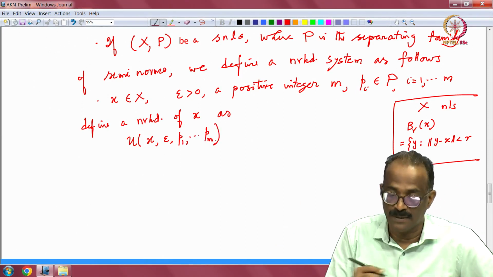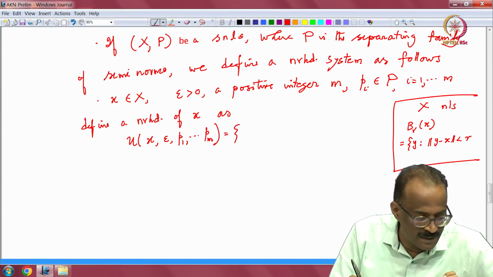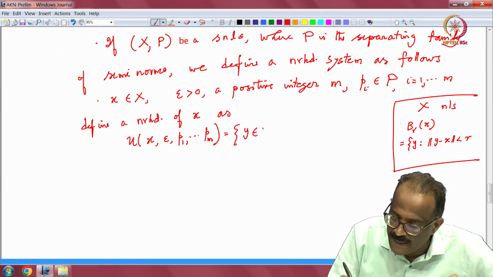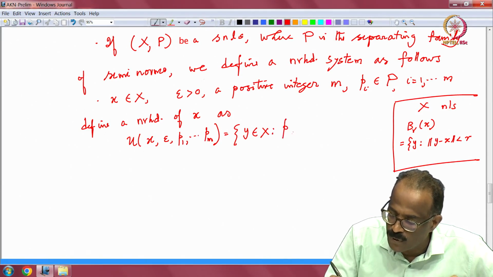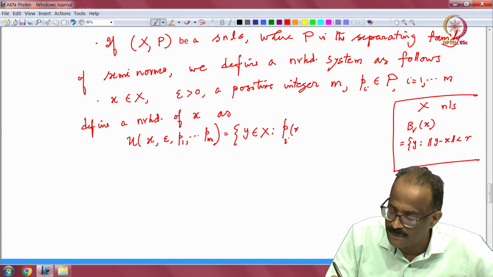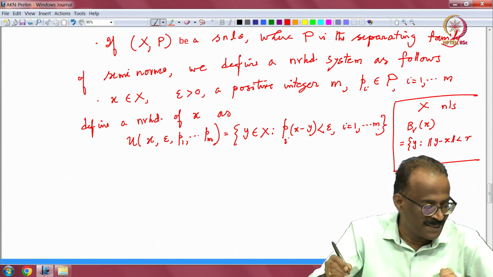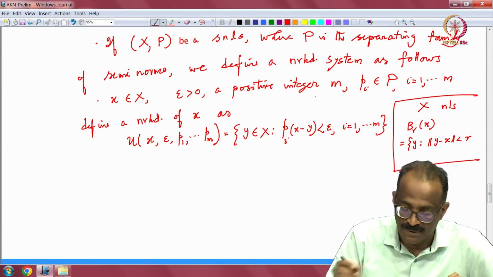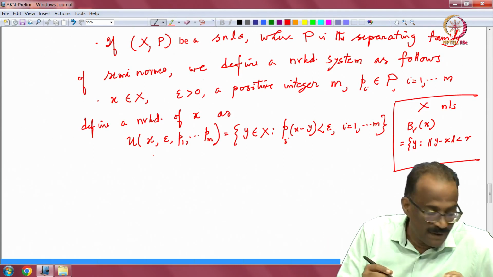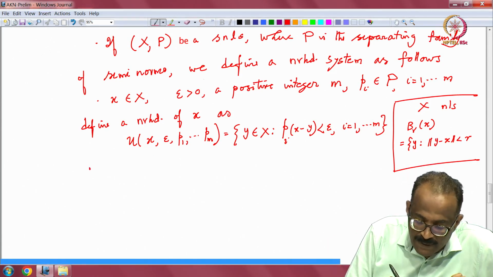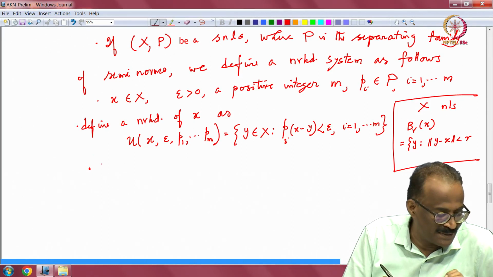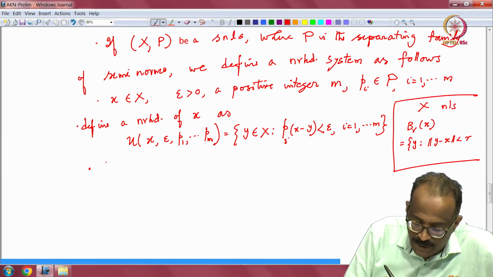So, I have to use that. I will make a remark soon. So, this is the set of all y in X such that p_i of x minus y is less than epsilon for i equal to 1 to m. So, once you fix that, you get a neighborhood. So, collect those neighborhoods.